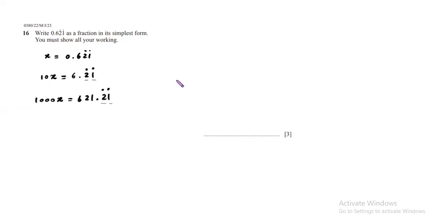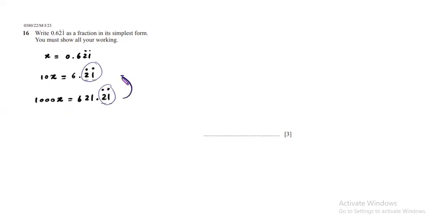If I had times it by 100, I will get 62.121212. Here the decimal part is not the same as this one. So when I subtract it, I cannot cancel it out. That's the reason why I had to times it by 1,000. Now when I do that, I know that the decimal part that I have here is exactly the same. I need to completely get rid of the decimal part.